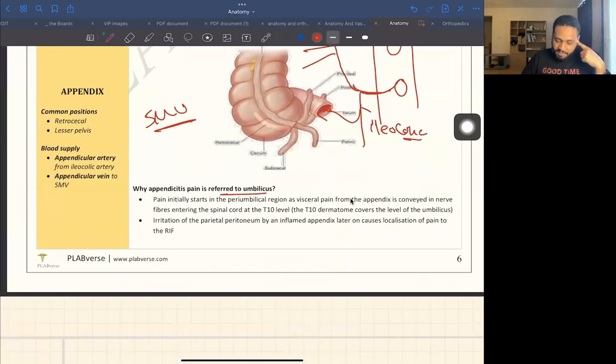Appendicitis pain is referred to the umbilicus because the pain usually starts in the peri-umbilical region. The visceral pain is then transferred to the right iliac fossa because both of them have the dermatome of the T10 level. Embryologically they have the same origin just around the umbilicus, but the appendix migrated to the right iliac fossa. So that's why the pain started as peri-umbilical first, and then it started to migrate to the right iliac fossa.